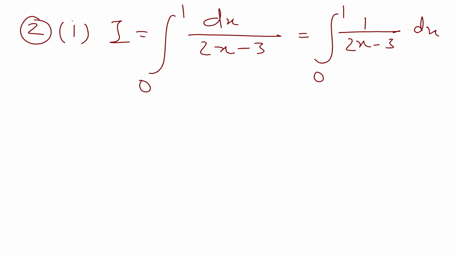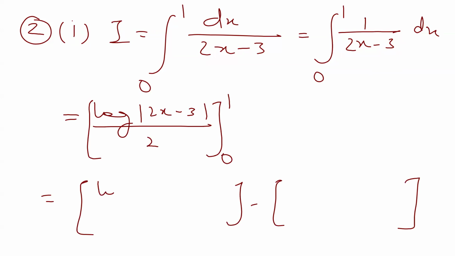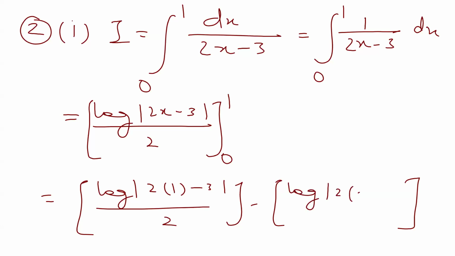And 2x minus 3, if it is x, it has to be LAT. Is it LAT, linear algebraic term? The answer is yes. So the answer over here will be log mod 2x minus 3 upon d by dx of 2x minus 3, which is 2. Chain rule part comes down. So this is box minus box. Log mod 2 into 1 minus 3 upon 2, minus log mod 2 into 0 minus 3 upon 2.